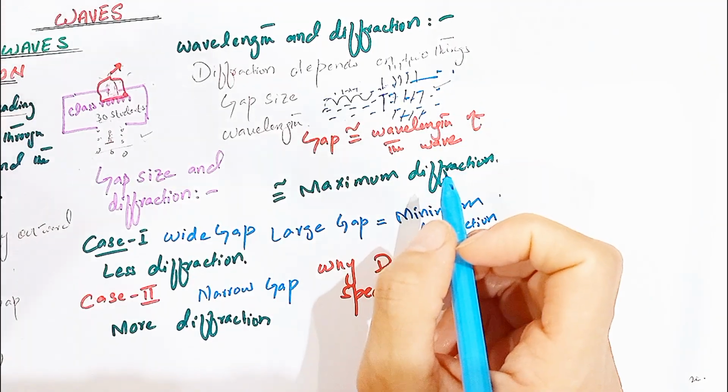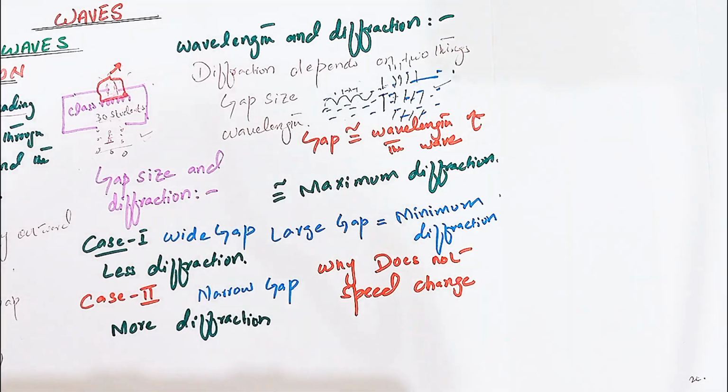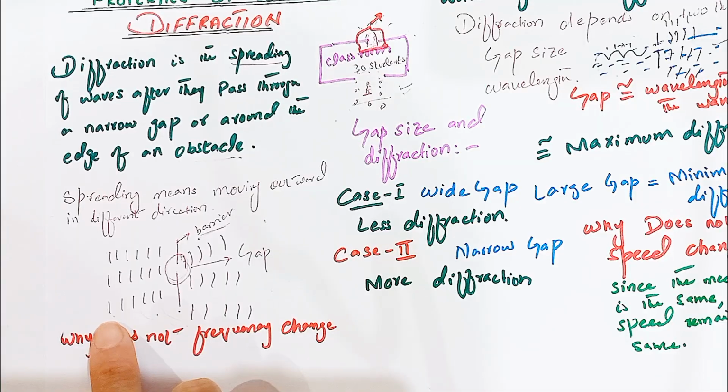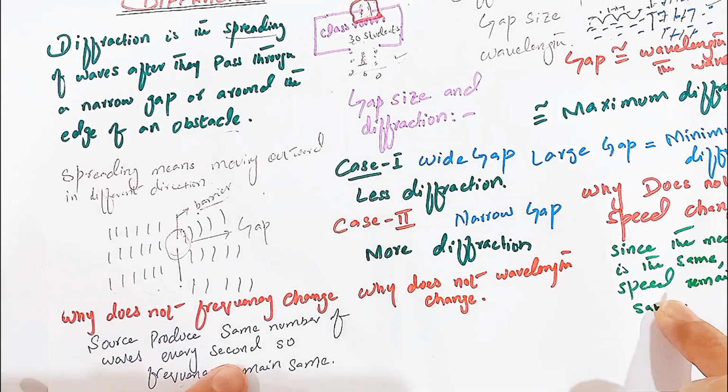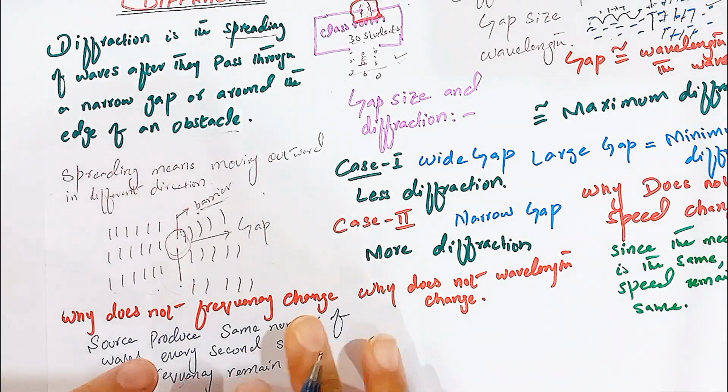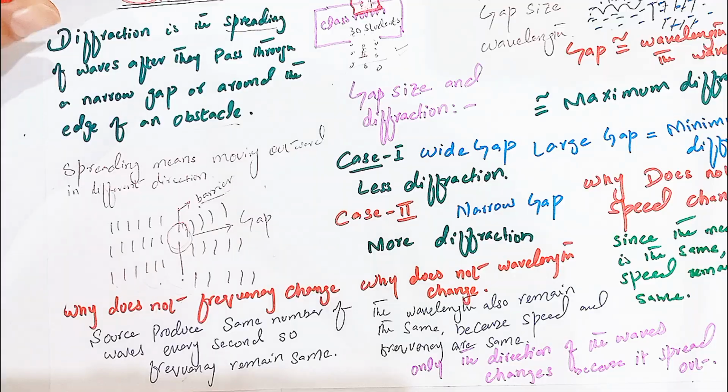When the medium is not changed, the speed remains the same. So here we write about the speed of the wave in case of diffraction. Second, we discuss why the frequency is the same before and after the diffraction. The source produces the same number of waves every second, so frequency remains the same. When the speed and frequency are not changed, the wavelength is also the same. Wavelength is changed only when the speed of the wave is changing. So speed does not change, and the wavelength also remains the same. That is all we discuss about the diffraction.